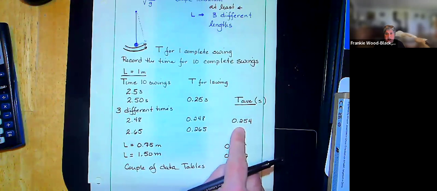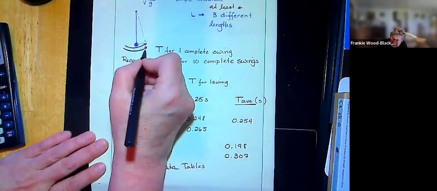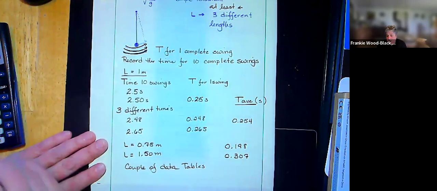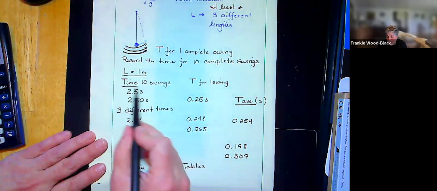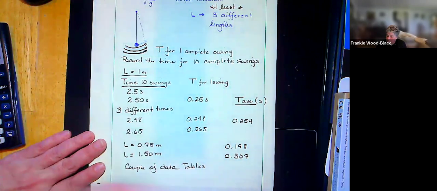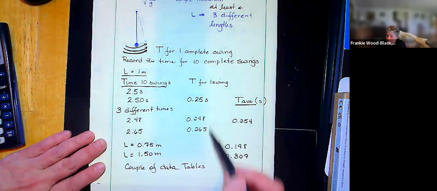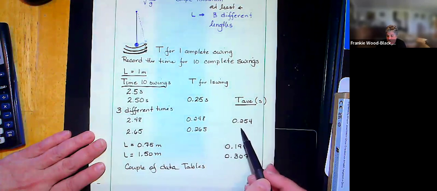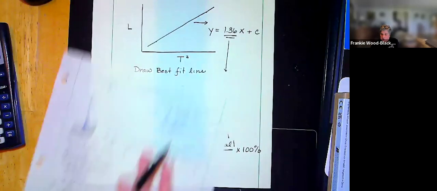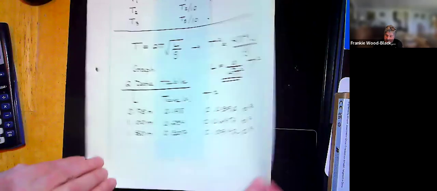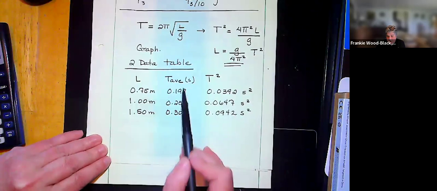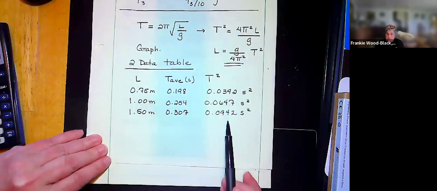You're going to determine your average period, and remember that your period goes over and back. That's a complete swing. And because we want to do 10 swings, because it's very hard to measure just one, you're going to get your average for one swing, and then you're going to get your average for your individual length. You're going to create a second data table that's going to give you your length and your period squared.